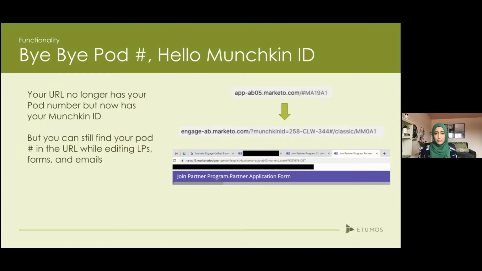Now, a lot of this is simply because the UI is still a hodgepodge of the old and the new. And we have heard that Marketo will eventually have your pod number somewhere in the admin area. So this is at least a temporary way to find that pod number. I don't know how long it's going to stay that way, but we have been told that that information will eventually be found in admin.